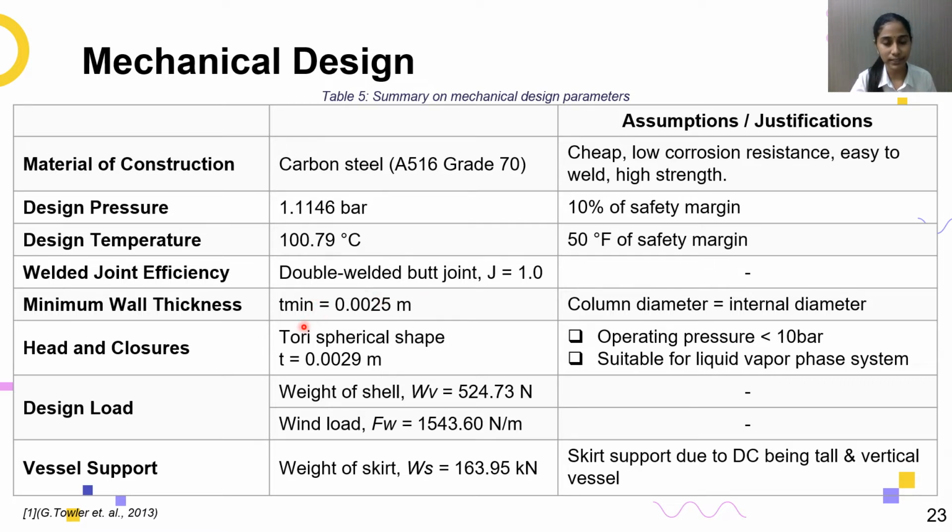The minimum wall thickness is 0.0025 meter, where we assume the column diameter equals the internal diameter. For head enclosures, we have selected torus spherical shape since the operating pressure is less than 10 bar and it is also suitable for liquid vapor phase system. For design load, we have calculated the weight of shell and also the wind load. For vessel support, we have selected skirt support since the distillation column is tall and also a vertical vessel.